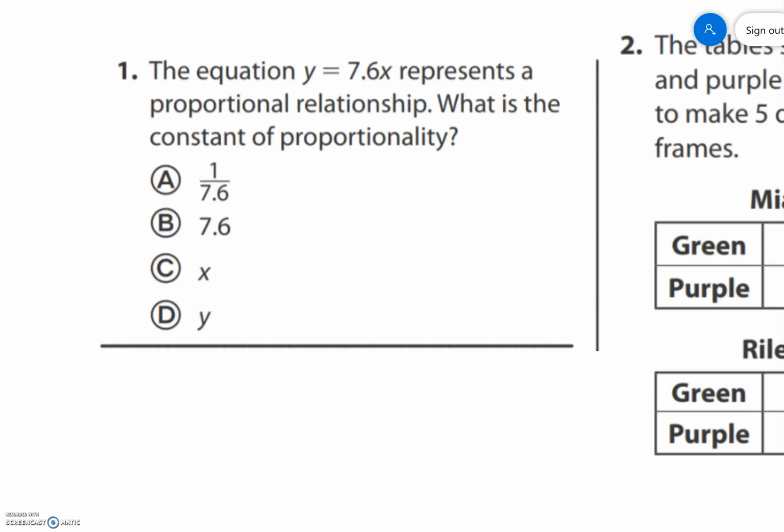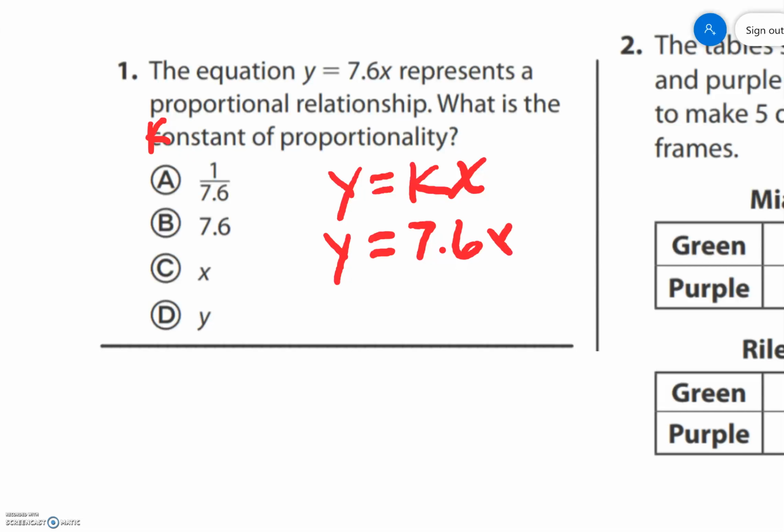The equation y equals 7.6x represents a proportional relationship. What is the constant of proportionality? Remember, we can spell constant of proportionality with a K. And remember, the equation for a proportional relationship is y equals kx. So if we have y equals 7.6x, and we know k is our constant of proportionality, what took the place of the k in this specific equation? The 7.6. That means our answer is just as easy, B.